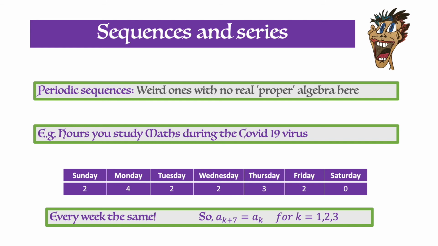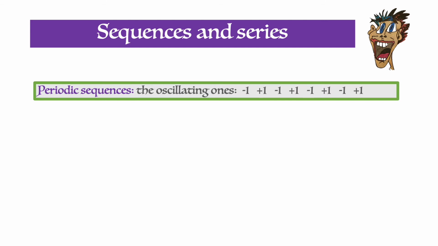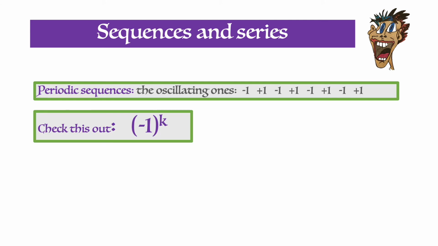But I'll tell you what is interesting is the periodic sequences that oscillate between the minus and the plus. So here we have minus 1, plus 1, minus 1, plus 1, and it's fascinating. There's a tool here that we use, and it's a really neat tool. Get to know this one. It is simply bracket minus 1, close bracket, to the power k. Now that starts with a minus. If we wanted to start with a positive, negative, positive, negative, we'd simply say k plus 1. So this one, minus 1 to the k, starts off with negative.